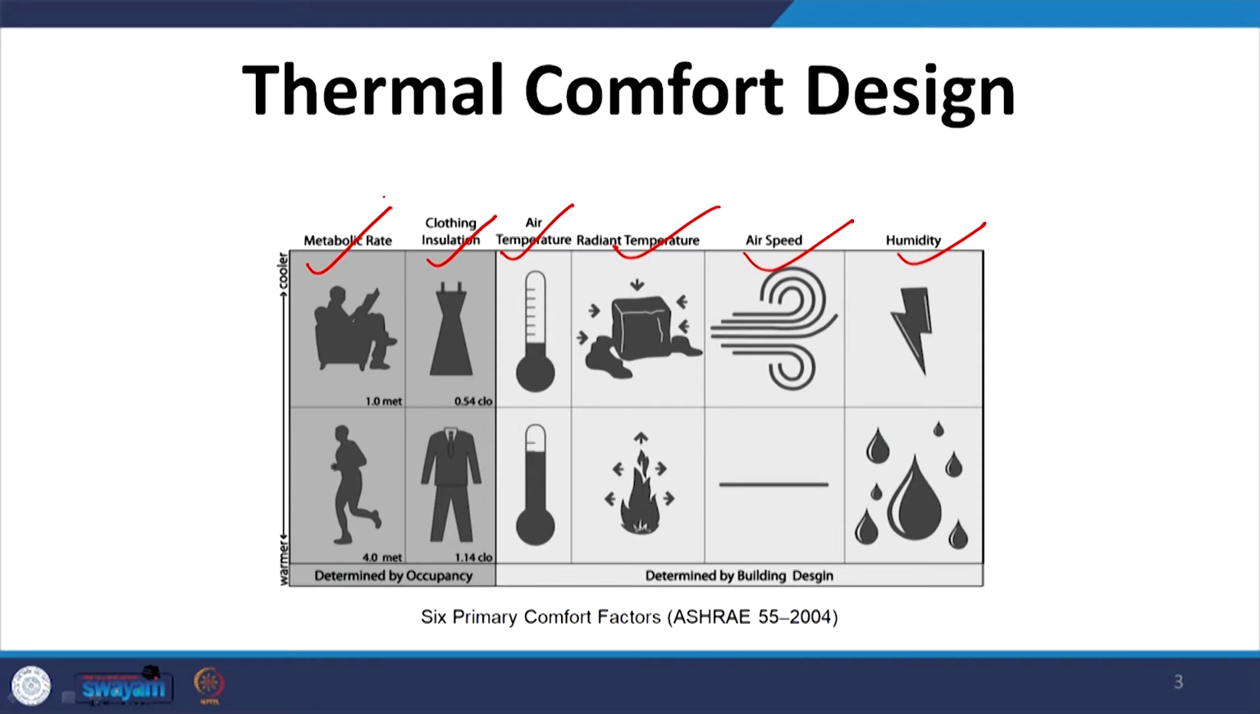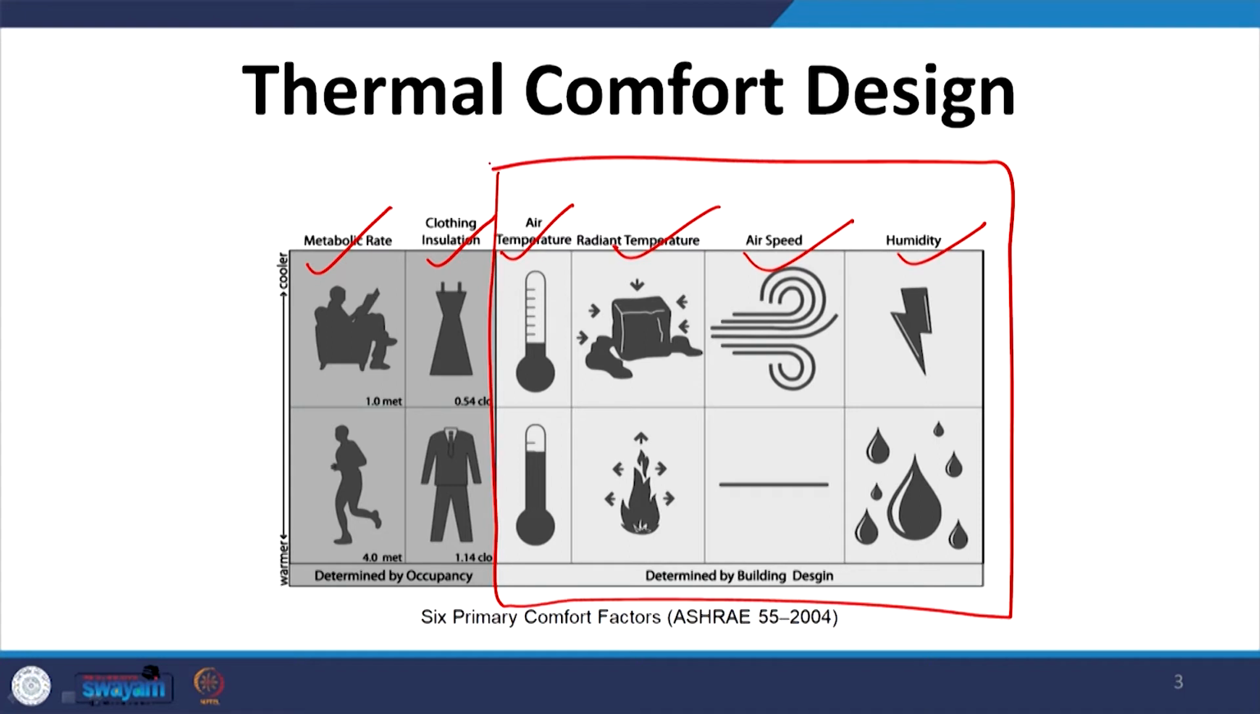Now, metabolic rate will be dependent upon the activity or the purpose of the space. So, if it is an office space, a certain metabolic rate will be assumed, and also the clothing will be assumed, because when people go to office they are clad in a particular kind of attire. So, these two will be assumed, while the rest of the environmental parameters will be designed for thermal comfort using HVAC.